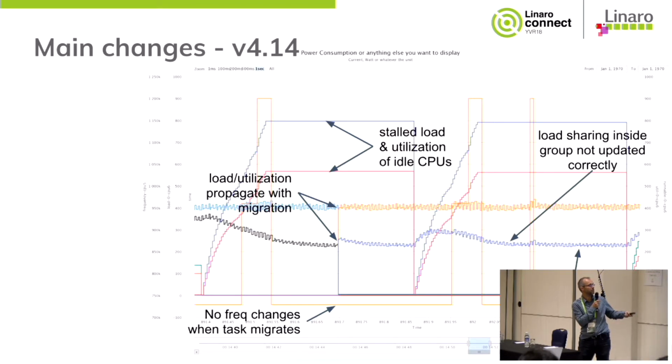Here, you have mentioned that the load sharing is still not yet accurate, because when a new task is running in the same task group, the share should be changed to take into account this new running task. But we have more stable utilization for small tasks. So this was for 4.14.